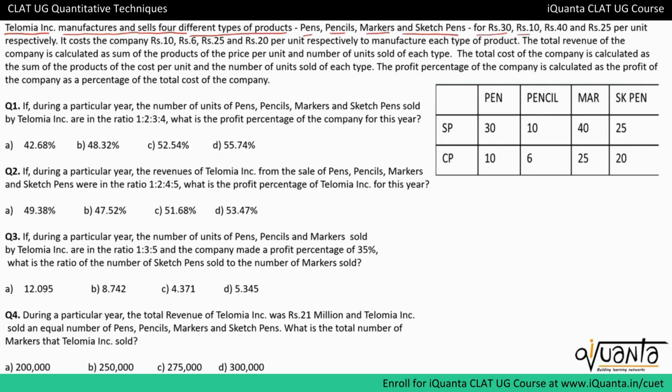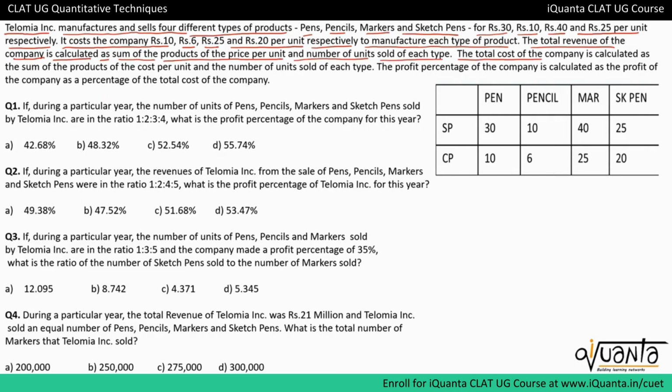rupees 30, rupees 10, rupees 40 and rupees 25 per unit respectively. It costs the company rupees 10, rupees 6, rupees 25 and rupees 20 per unit respectively to manufacture each type of product. The total revenue of the company is calculated as sum of the products of the price per unit and the number of units sold of each type.